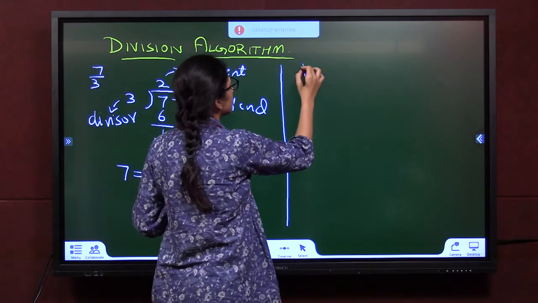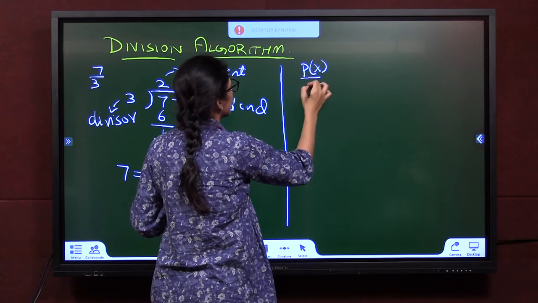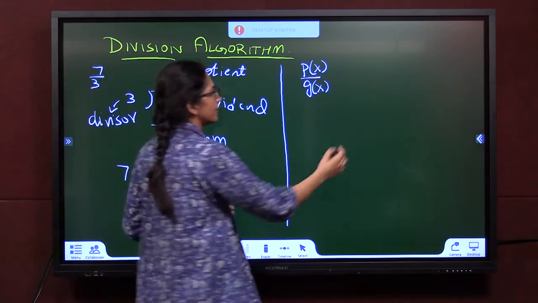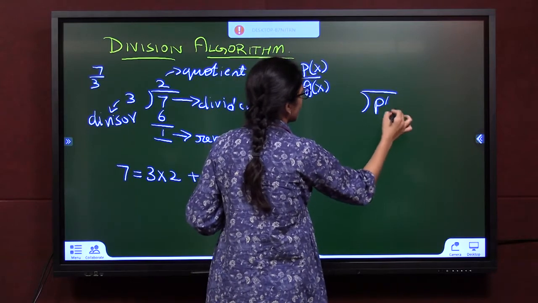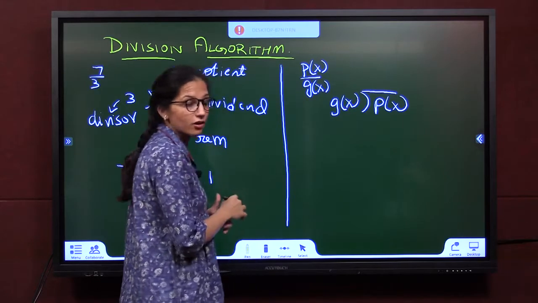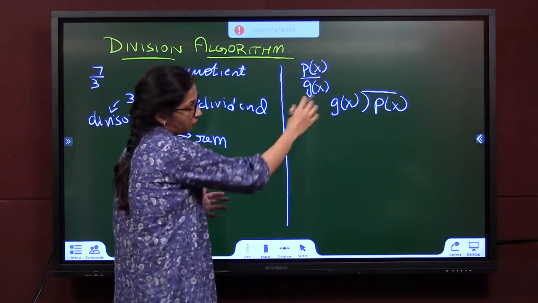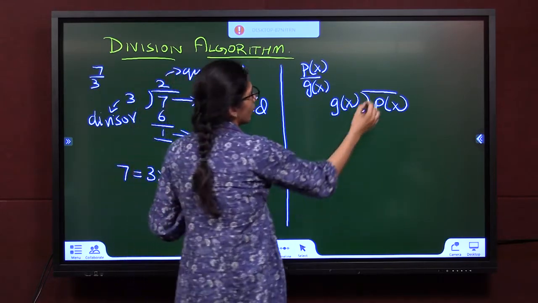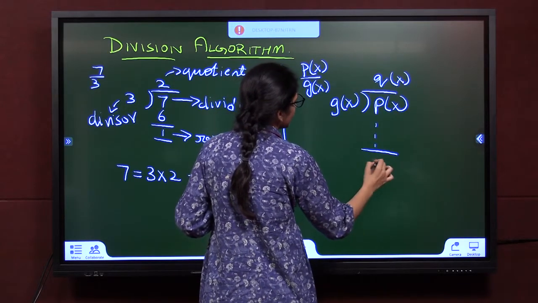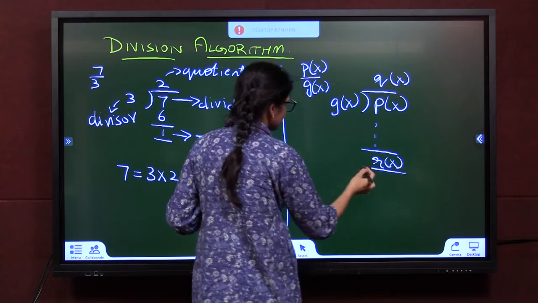If I divide two polynomials p of x by g of x, then p of x will be my dividend, and g of x, that polynomial, will be my divisor. Whatever I get as my quotient, let's call it q of x, and let my remainder be r of x.